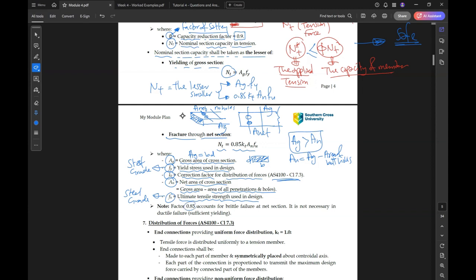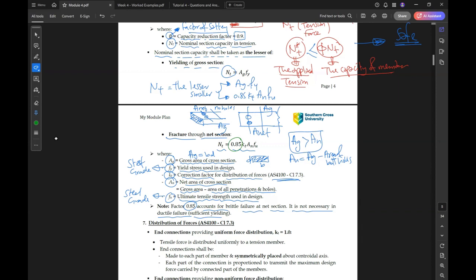Okay, the factor 0.85 accounts for the brittle failure at the net section due to the holes. It is not necessary in the ductile failure because we have sufficient yielding. So that's why in this formula we have 0.85. In this formula we don't have 0.85.